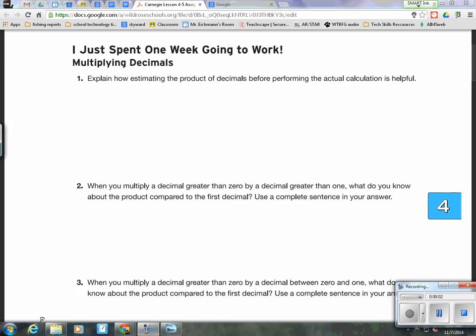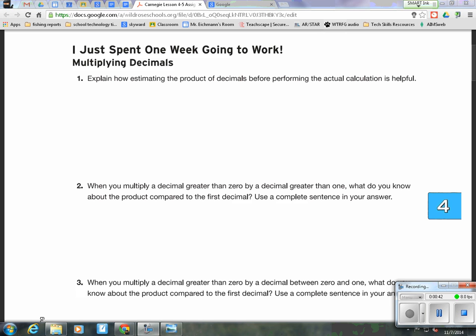So the first question on this assignment says, explain how estimating the product of decimals before performing the actual calculation is helpful. This is very similar to the first question on the last sheet that we did. Can someone tell me why it is helpful to estimate before you actually solve it? You can see if your answer is reasonable.